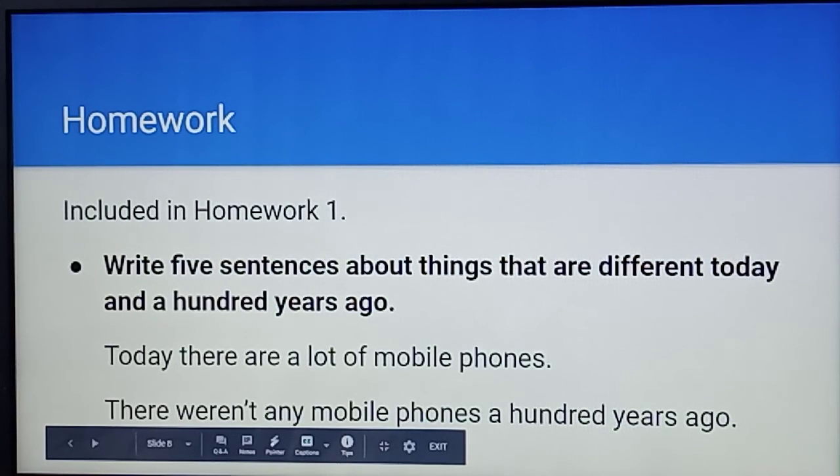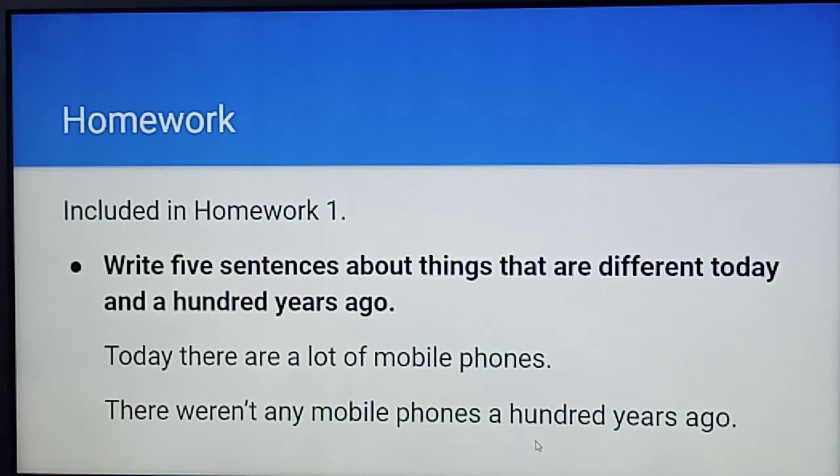So now, this part is included in your homework. Write 5 sentences about things that are different today and 100 years ago. Number 1. Today, there are a lot of mobile phones. When you talk about something that is current or at present, you can use are. But when you talk about the past, mobile phones are plural, so you have to use were plus not. There weren't any mobile phones 100 years ago. Okay?